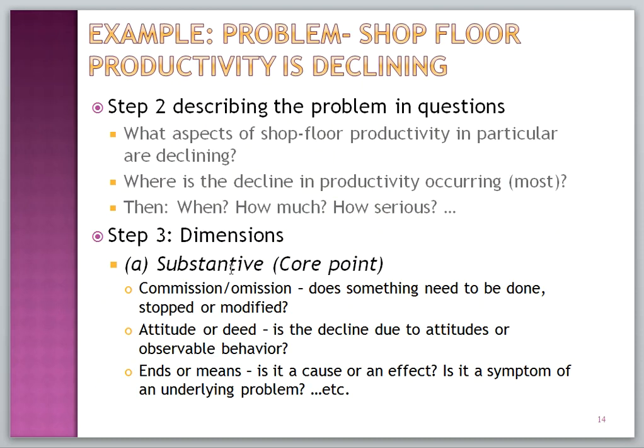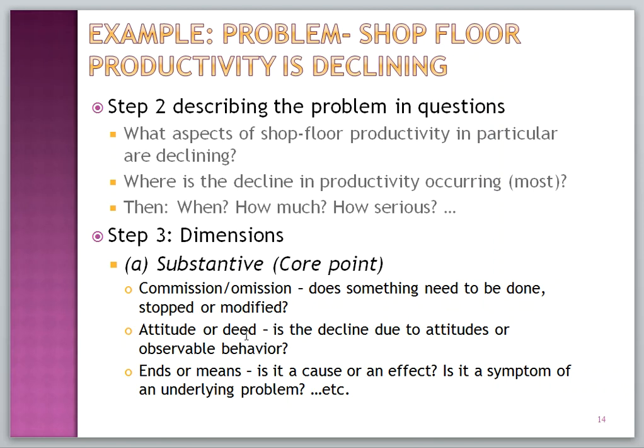The substantive is what exactly the subject is, the core point. Is something needed to be done and it's not done, or something needs to be modified, so we call it commission and omission. Commission is something to be done, omission is something to be omitted, right? Can we describe the problem that way?